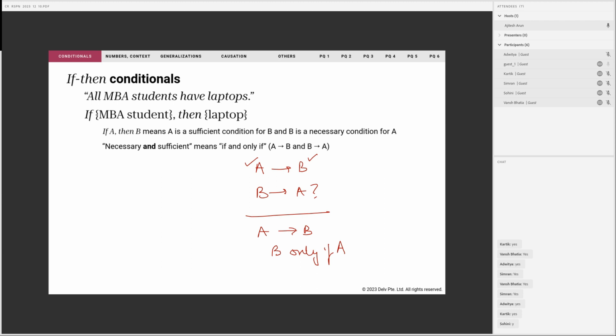Okay, so my question to you is, if we've got this necessary and sufficient relationship where we say B if and only if A, we can definitely say if A then B. But what more can we say over here?